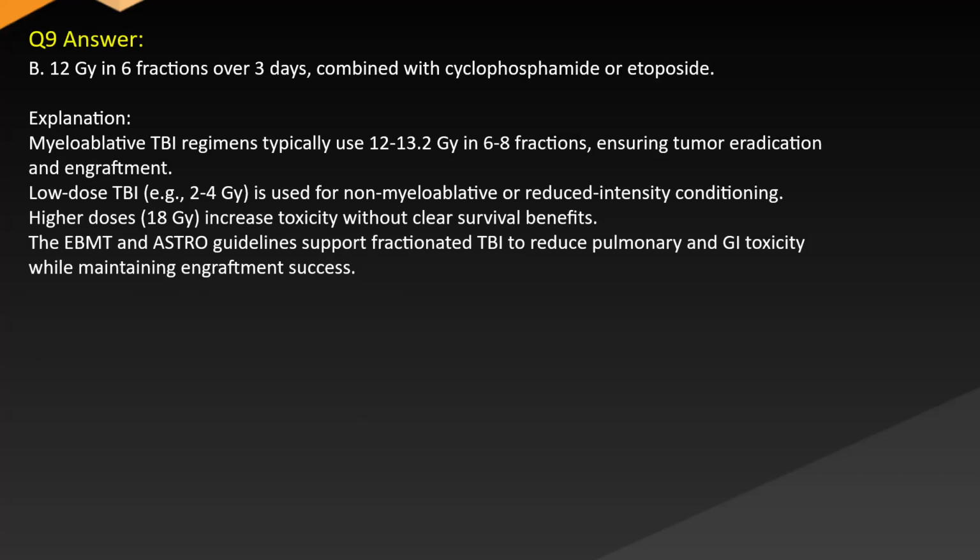Answer: B. 12 Gy in 6 fractions over 3 days combined with cyclophosphamide or etoposide. Explanation: myeloablative TBI regimens typically use 12-13.2 Gy in 6-8 fractions, ensuring tumor eradication and engraftment. Low-dose TBI, 2-4 Gy, is used for non-myeloablative or reduced-intensity conditioning. Higher doses, 18 Gy, increase toxicity without survival benefit. The EBMT and ASTRO guidelines support fractionated TBI to reduce pulmonary and GI toxicity while maintaining engraftment success.